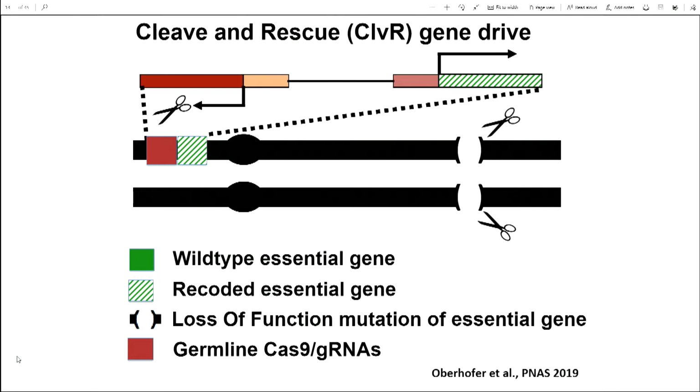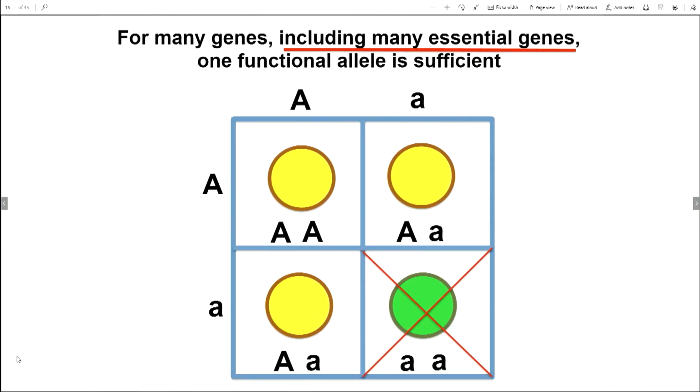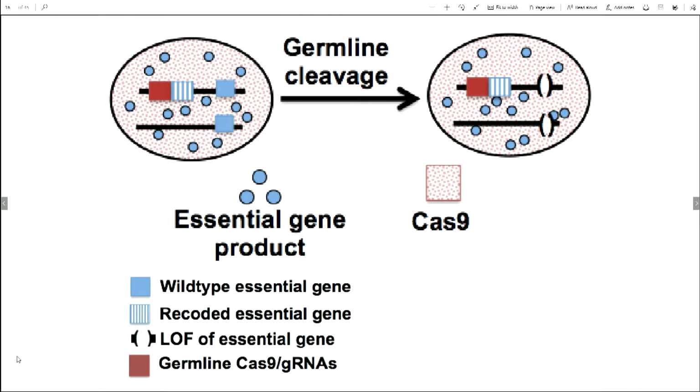And the important thing is that this cell, this organism, is still alive because it carries a recoded copy of the essential gene. And just to bring us all back to the first lecture of genetics, third grade, this is because most genes, and we'll talk about exceptions in a minute, one functional copy is sufficient to give you the wild type, the normal phenotype. All right? So with those three ideas, cleavage, rescue, and one copy is sufficient, we get to do something interesting.